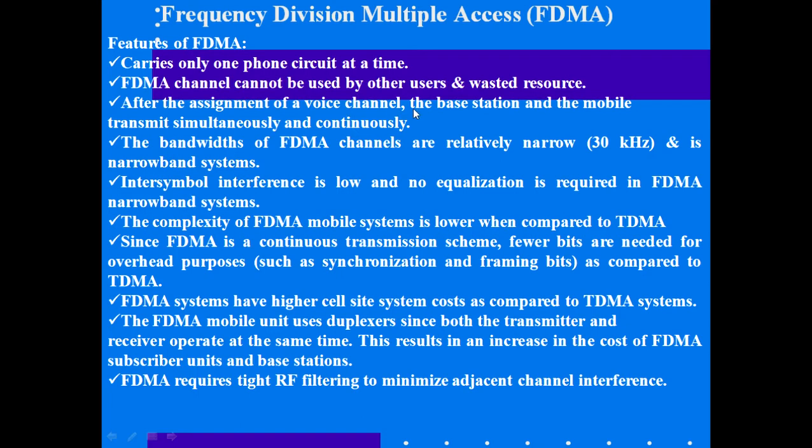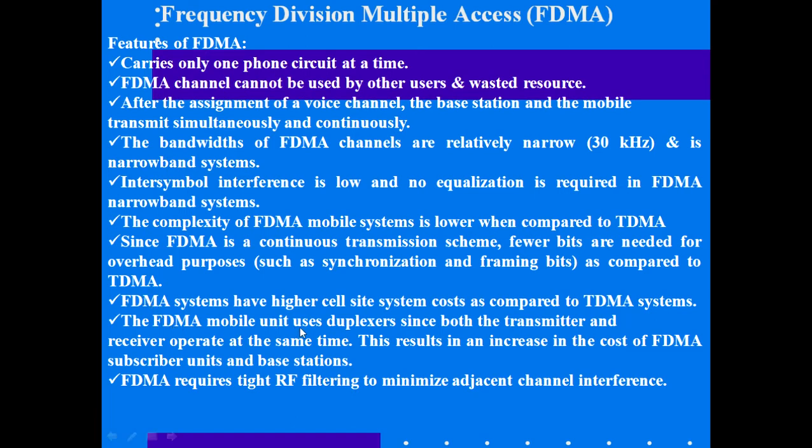After the assignment of voice, the base station and the mobile transmit simultaneously and continuously. The bandwidth of FDMA is relatively narrow, that's why it is called a narrowband system, and intersymbol interference is low and no equalization is required. The complexity of an FDMA mobile system is lower when compared to TDMA. Since FDMA is a continuous transmission system, fewer bits are needed for synchronization and framing as compared to TDMA. FDMA systems have higher cell site cost as compared to TDMA, so it is somewhat costlier.